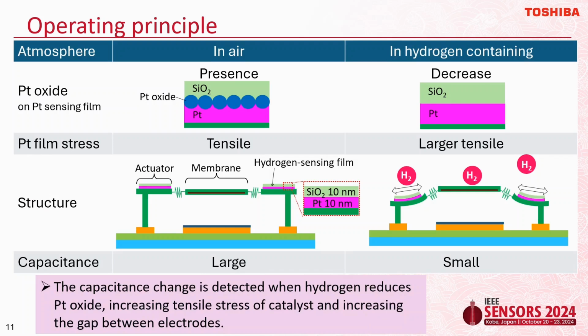In the air, there is Pt oxide, and the Pt film stress is tensile. In a hydrogen-containing atmosphere, the reduction of Pt oxide progresses, and the tensile stress of the Pt thin film becomes even larger. As a result, the actuator lifts more. The gap between the electrodes becomes larger and the capacitance decreases.